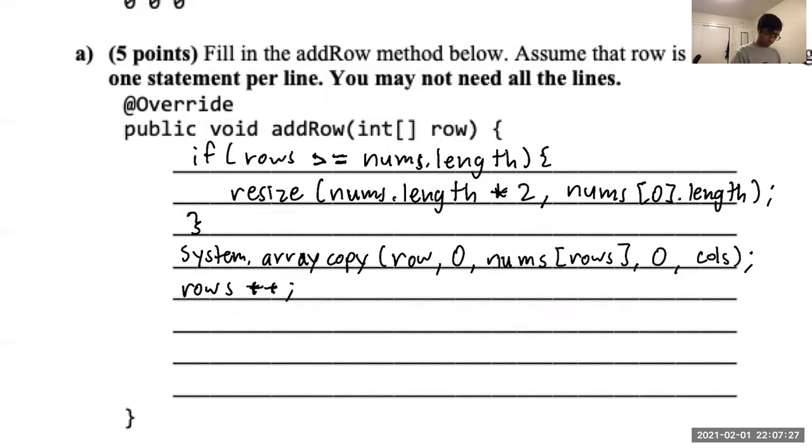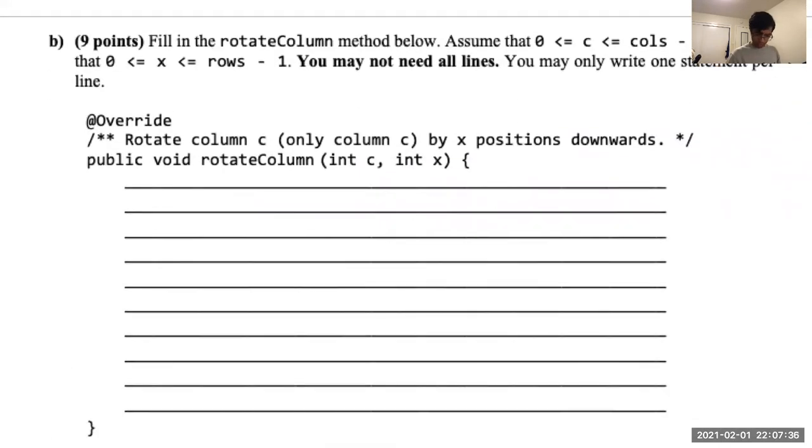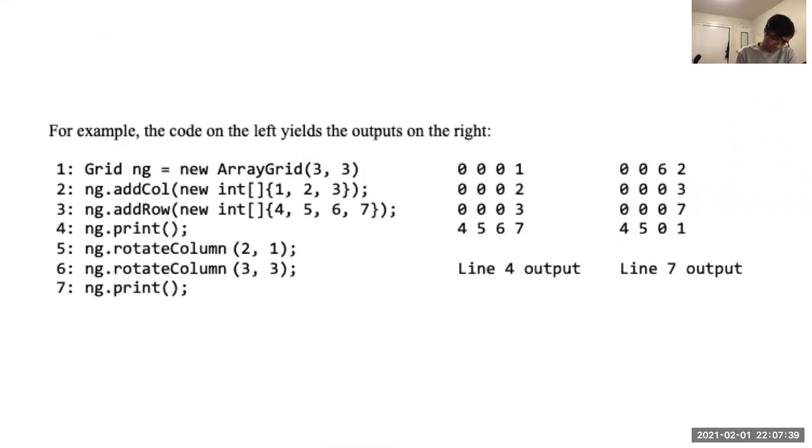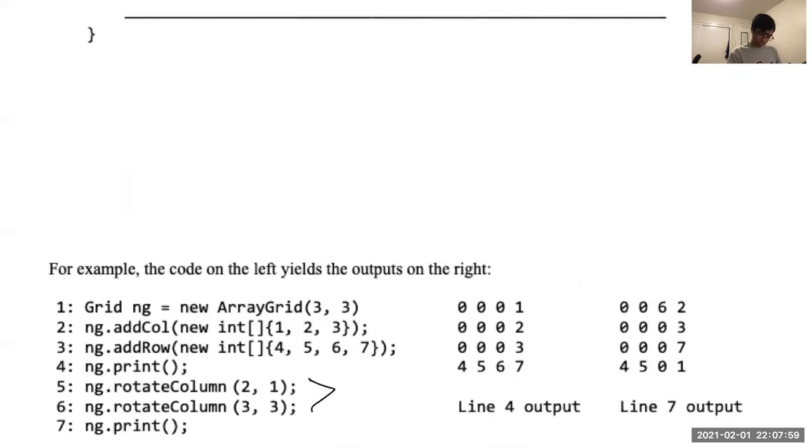Okay, let's go to the second method here, which is rotateColumn. Before we get into how to implement this, let's see what it does. After we have this grid right here, we are calling rotateColumn twice. First we call rotateColumn on 2, 1. If you look at the parameters, the comments say that it rotates column C, only column C, by X positions downwards. So basically, if we have a column 1, 2, 3, 4, and we're given an X value of 2. Actually, let's just do 1 to make it easier.